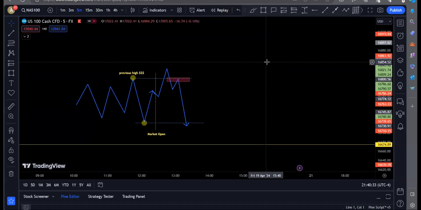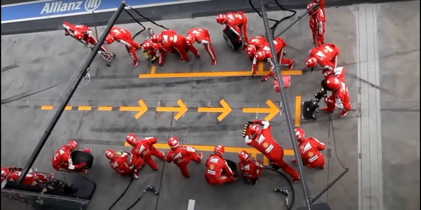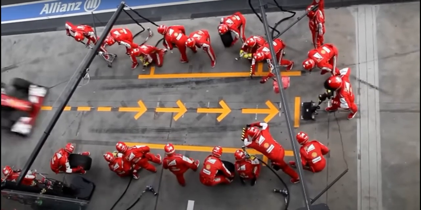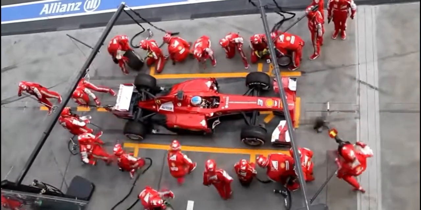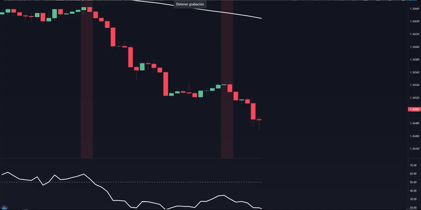in an opposite direction. Think about the market being a vehicle or a car, and liquidity is basically going to be the fuel. It's the fuel that is going to make the market move.